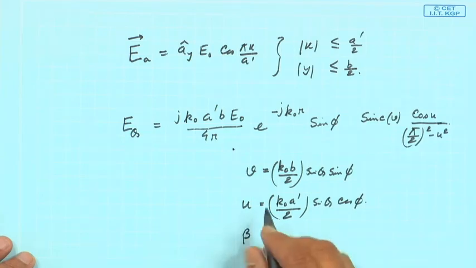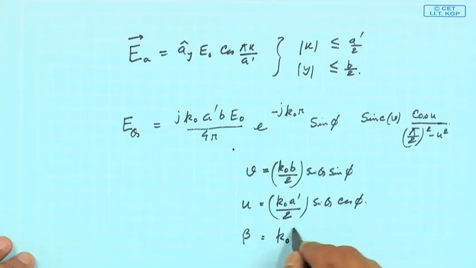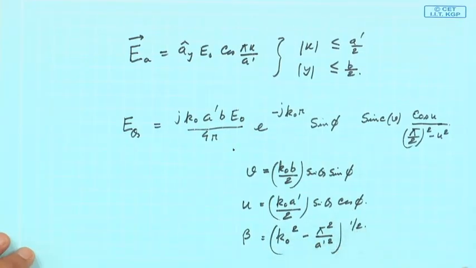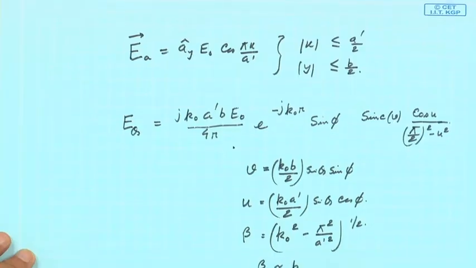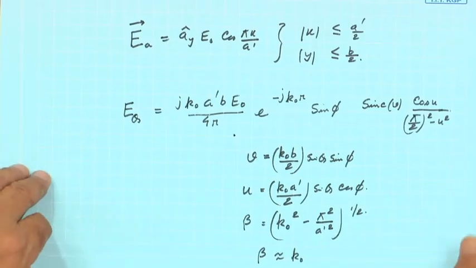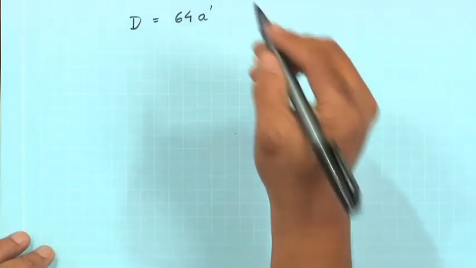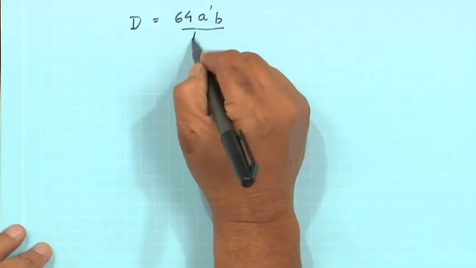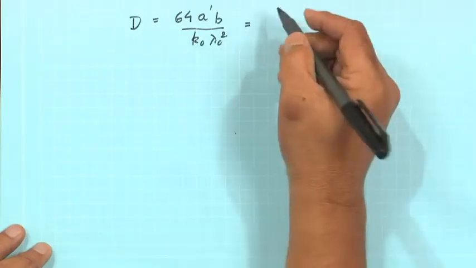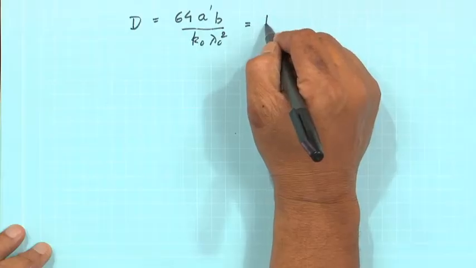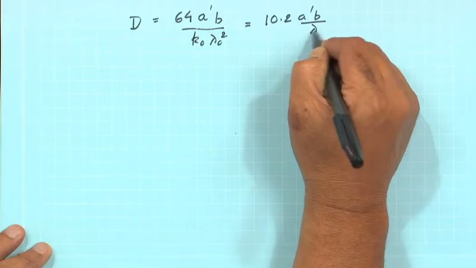and beta is k naught square minus pi square by a dashed square whole to the power half. So, you can see from here, since a dashed is large, beta is almost equal to k naught, and D, the directivity of the horn, is 64. I am writing this from the open ended waveguide, only a is replaced by a dashed. So, a dashed b by k naught lambda naught square. With this, putting the k naught value etcetera, you get 10.2 a dash b by lambda naught square.